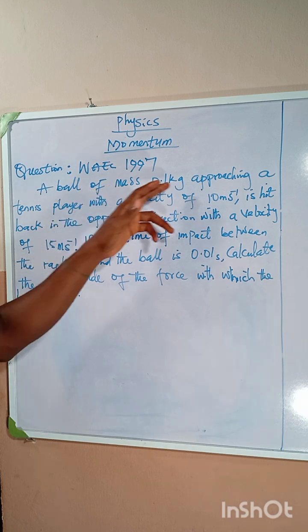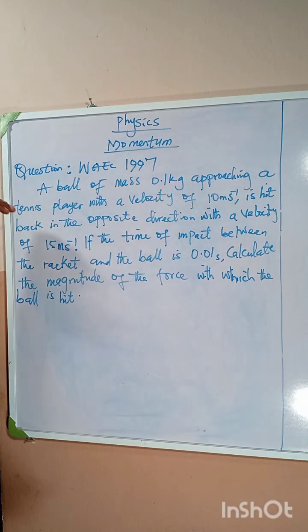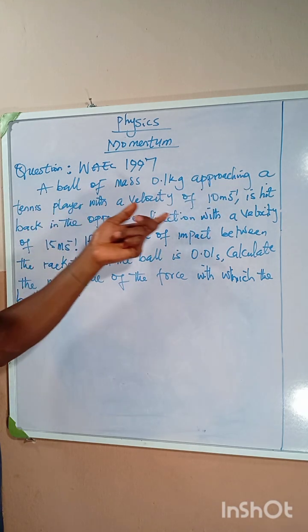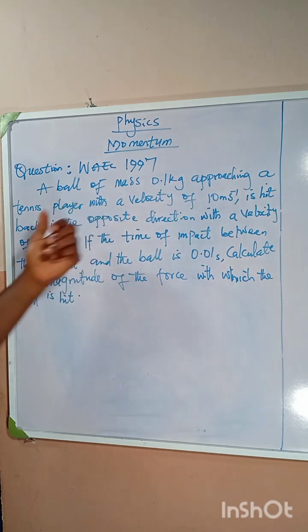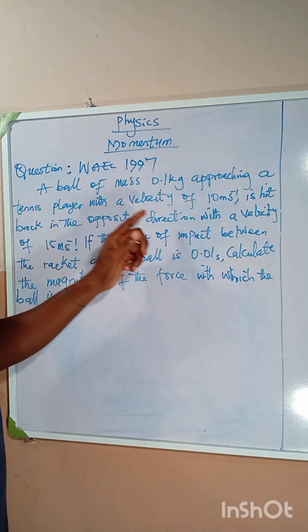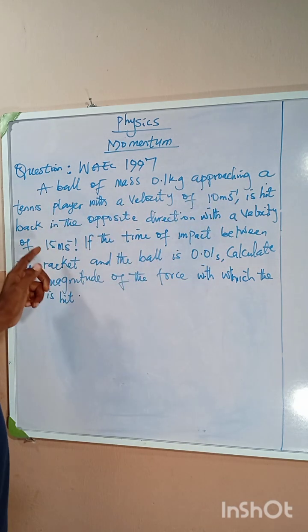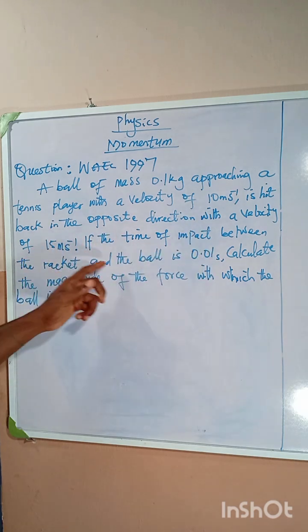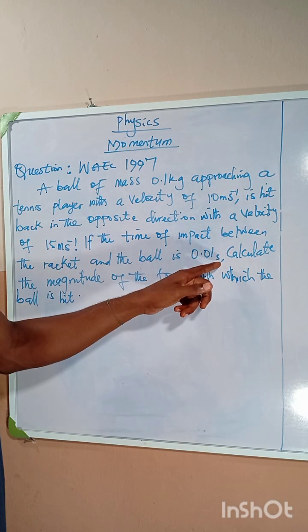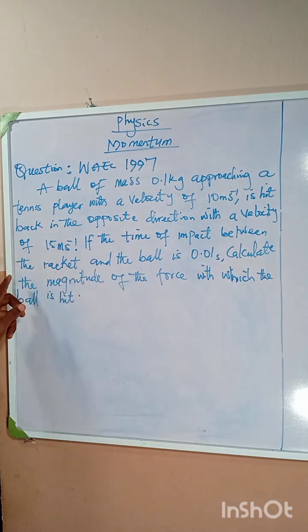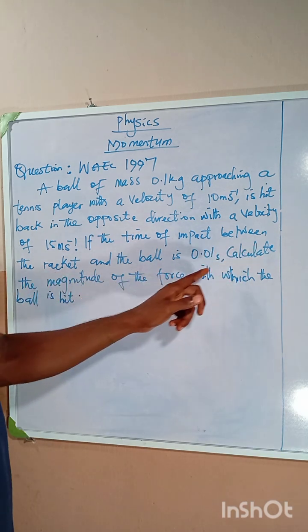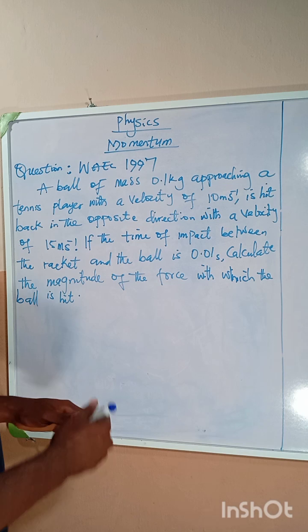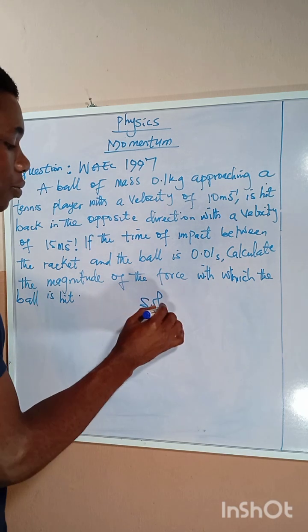A ball of mass 0.1 kg approaching a tennis player with a velocity of 10 meters per second is hit back in the opposite direction with a velocity of 50 meters per second. If the time of impact between the racket and the ball is 0.01 seconds, calculate the magnitude of force with which the ball is hit. Solution.